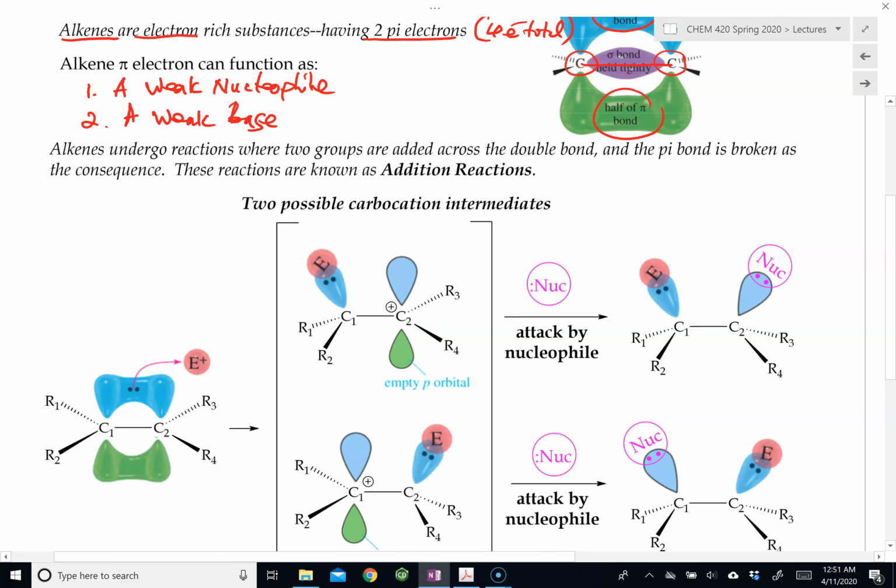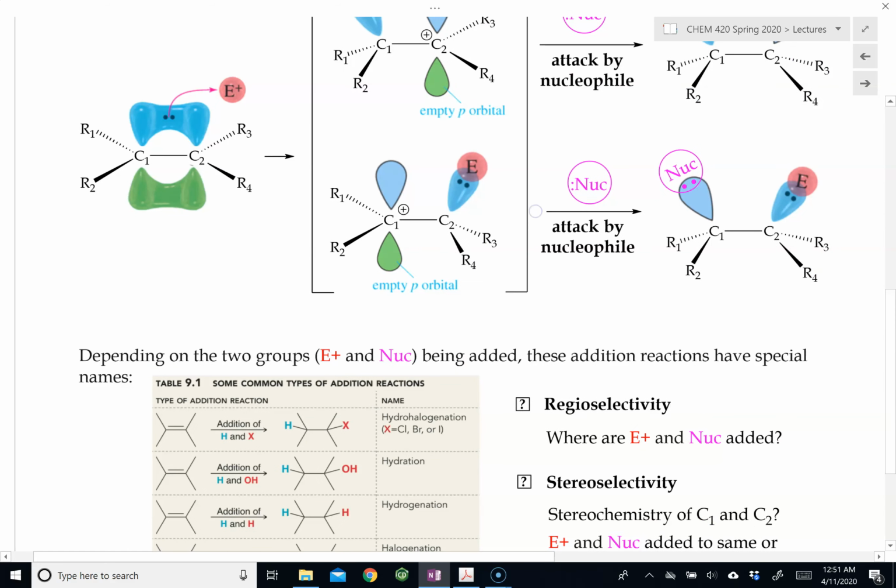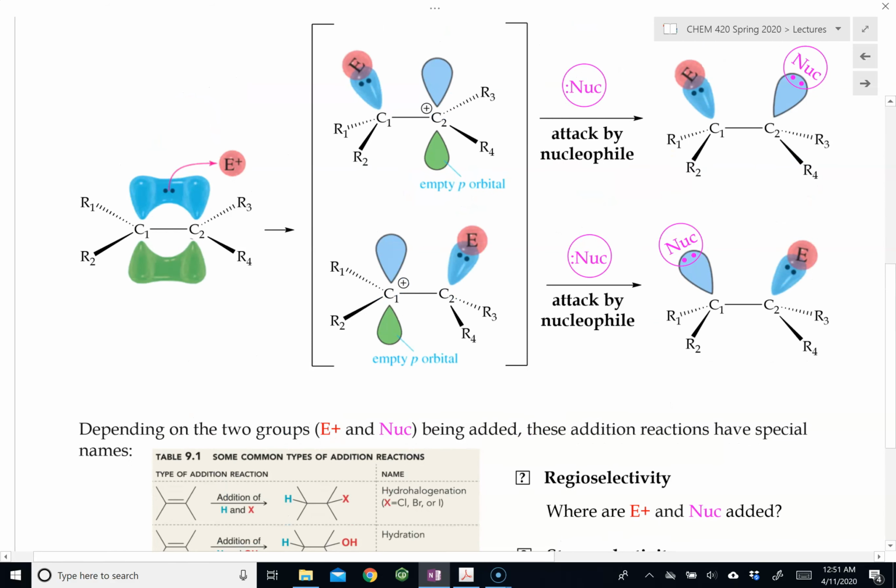And alkenes undergo a class of reaction that we refer to as addition reaction. And in this addition reaction right here, there will be two groups that will be added to the two carbons across the double bond, and therefore breaking the pi bond in this process right here. So again, this reaction, where the two groups are added to the double bond, is referred to as addition reaction. And this is basically how addition reaction would go.